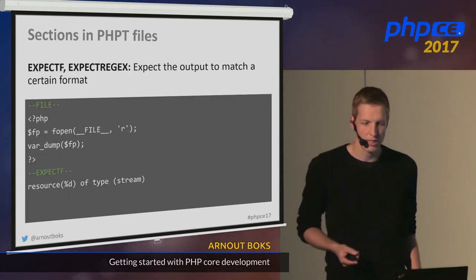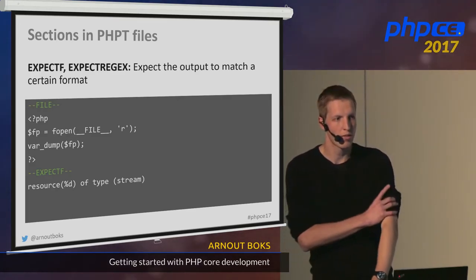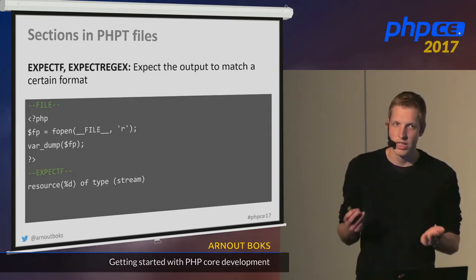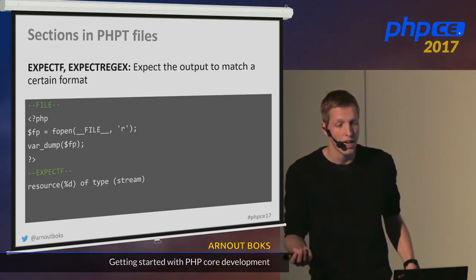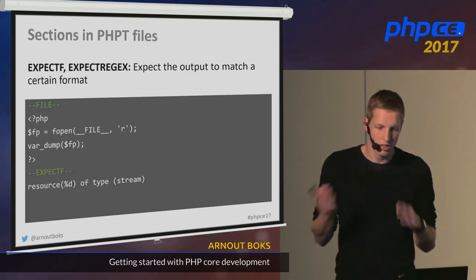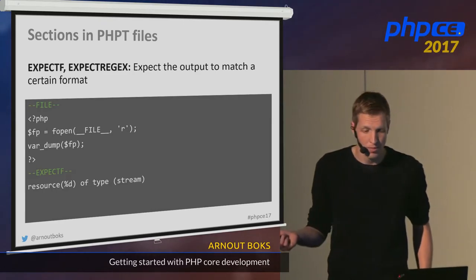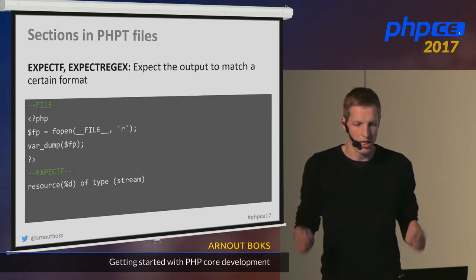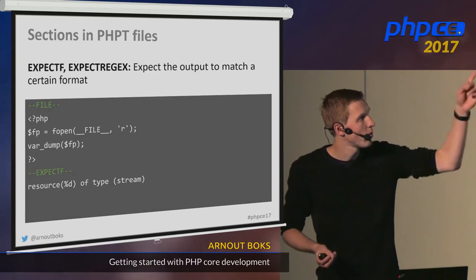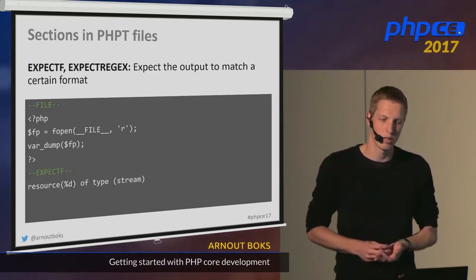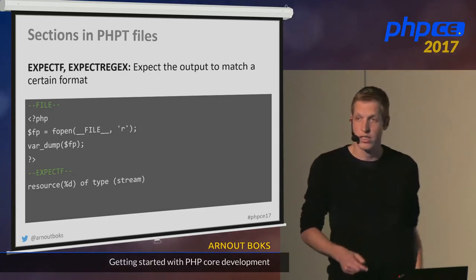There's also expectF and expectRegex. Sometimes the exact output of the script is not known. For example, if we were opening a resource to a file, internally that resource gets a resource identifier from PHP, which is just a number. And when var dumping, that resource number gets printed. But we don't know in advance what that resource identifier will be when running the script. So we can use expectF, which expects a printf kind of pattern, and it tries to match the output against that pattern. So if we get back resource followed by an integer between parentheses of type stream, any integer is okay. As long as it matches this pattern, the test will pass.